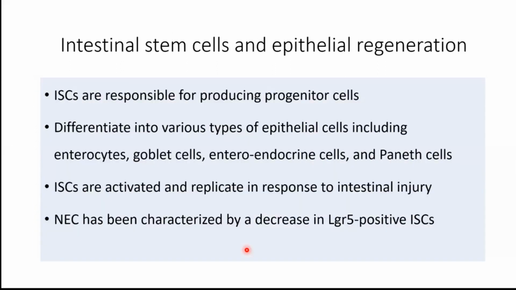Now, this is the recent factor being studied in NEC pathogenesis, that is defect in intestinal stem cells and epithelial regeneration in NEC. Intestinal stem cells are responsible for producing progenitor cells, and these differentiate into various types of epithelial cells, including enterocytes, goblet cells, enteroendocrine cells, and Paneth cells. Intestinal stem cells are activated and replicate in response to intestinal injury, and NEC has been characterized by a decrease in LGR5 positive intestinal stem cells.